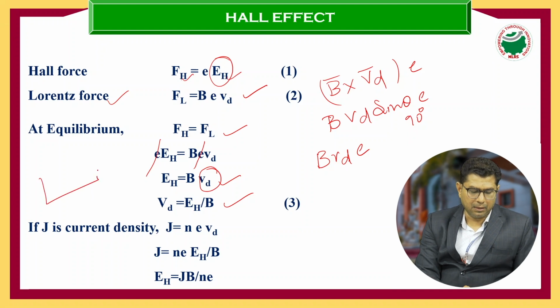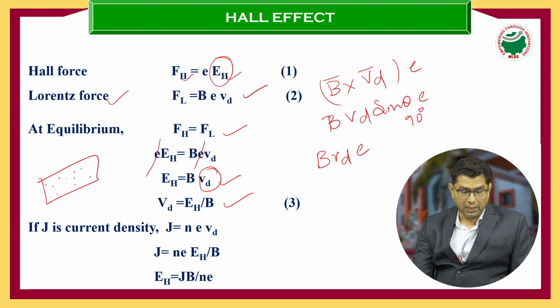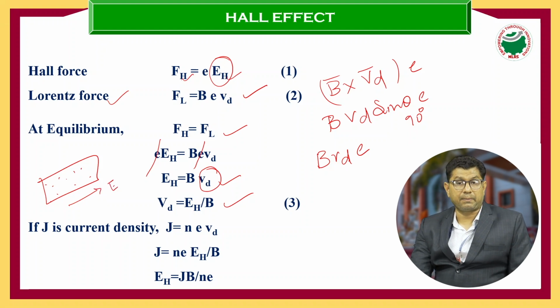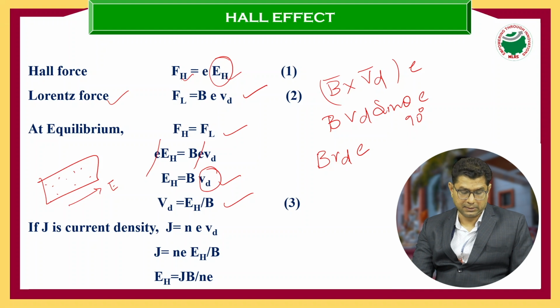In the material, when no electric field is applied, the electrons will move randomly. When you apply an electric field, the electrons will move systematically. Then they will possess a certain velocity. That velocity is called drift velocity.